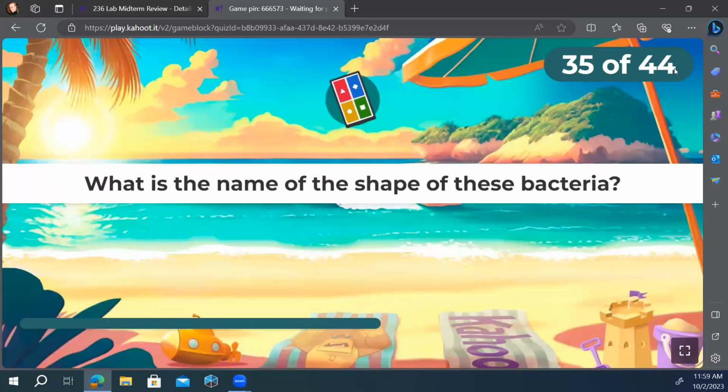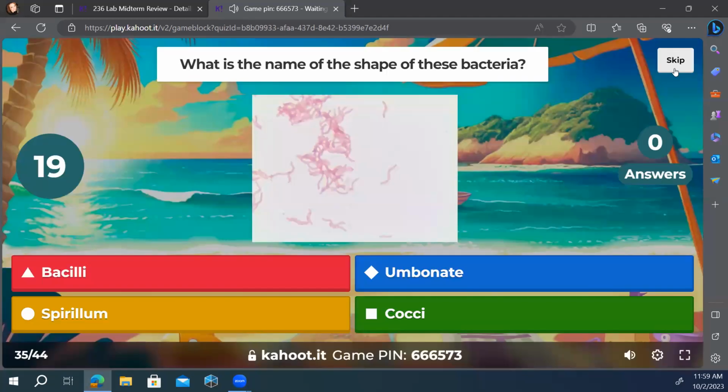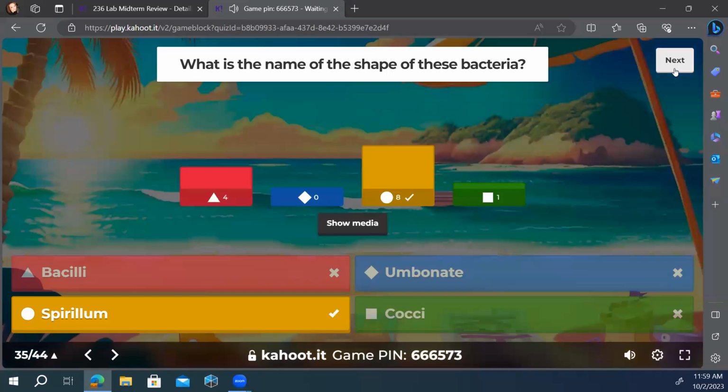All right, what is the name of the shape of these bacteria? The actual shape of the cells here. It's a little hard to see them on this screen, but it is easier on that side. All right, so this is spirillum, basically a spiral shape. You will not be seeing any slides with that. It's only going to be bacilli or cocci, so be aware of those.